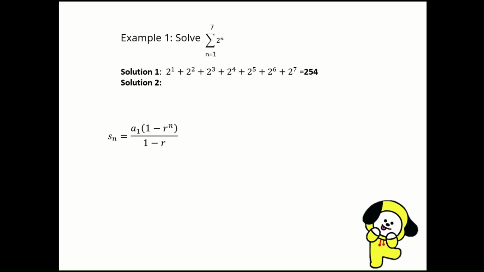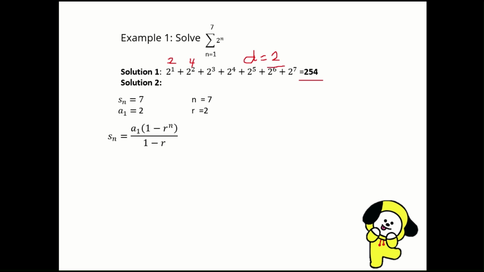For solution number 1, you can do the listing method because we only have 7 indices, 1 to 7. It's easy to write that one this way: 2 to the power of 1, to the power of 2, 3, 4, 5, 6, and 7, and we get 254. So we have here the first term is 2, and then our d, or the difference, should be equal to 2 because 2 plus 2 is 4. That's why d should be 2.